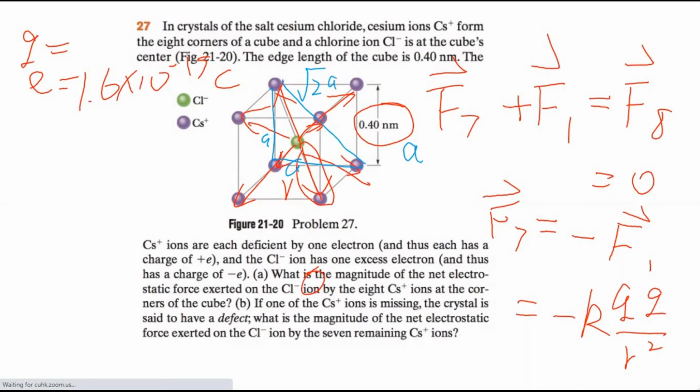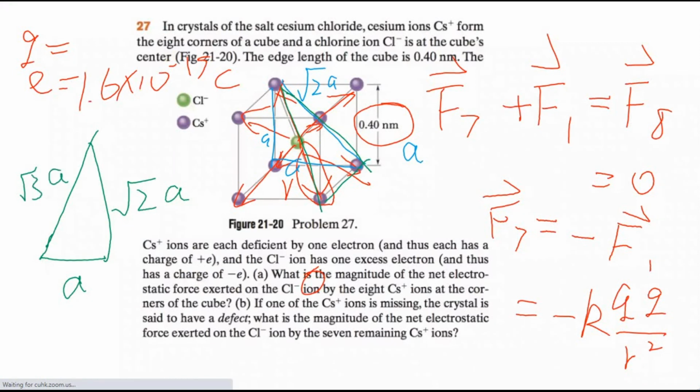Secondly, we can take out another triangle, the green triangle, which looks something like this. One side is square root of 2 a, one side is a, so the long diagonal is square root of 3 a. The negative charge is in the middle and the positive charge is in the corner, so the distance r is square root of 3 over 2 times a.